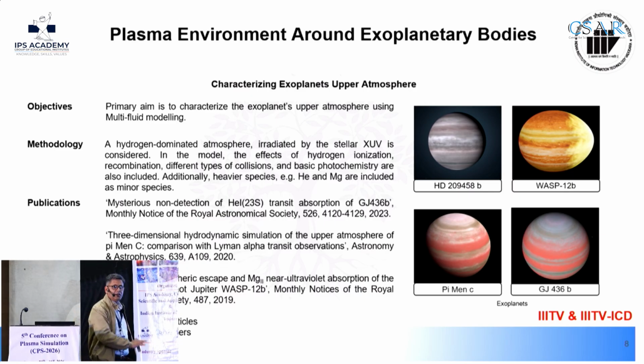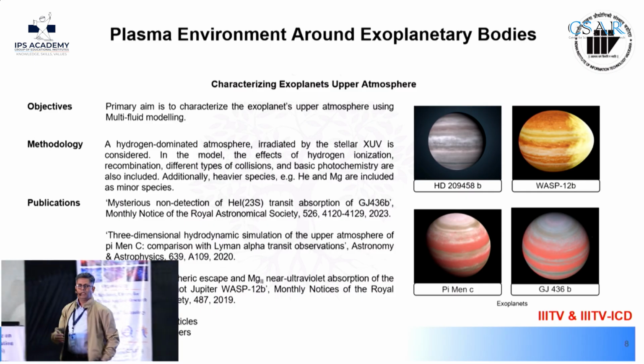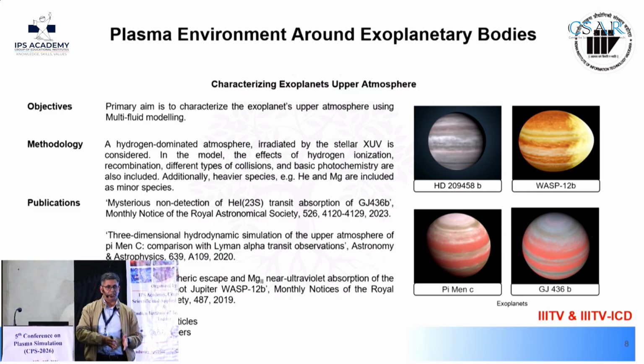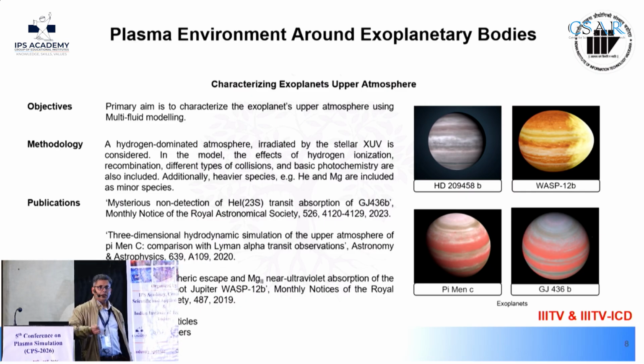There is a limitation for this kind of multi-fluid code as well. Within this code, we have taken a hydrogen-dominated atmosphere. So mostly we have considered hydrogen atoms, molecules, and ions as the atmosphere. There are heavy species also included within the code, but those species are included as separate entities. Then we have also considered thermal and non-thermal mass loss of the atmosphere. We also have a photochemistry block within the code, where we have included the basic photoionization and photochemistry.